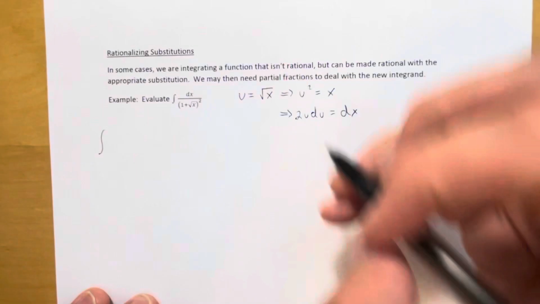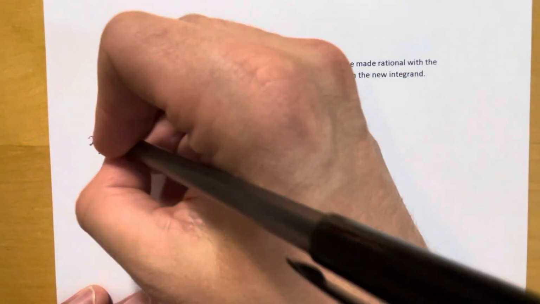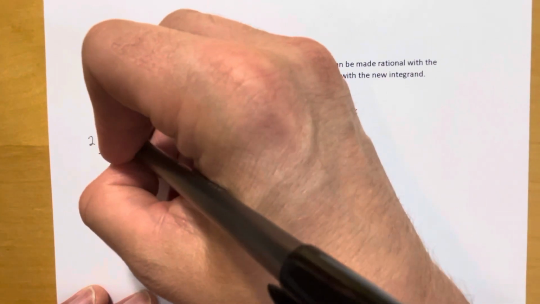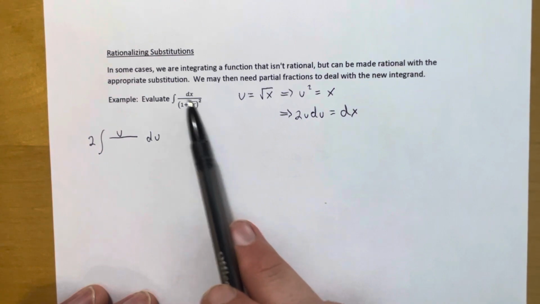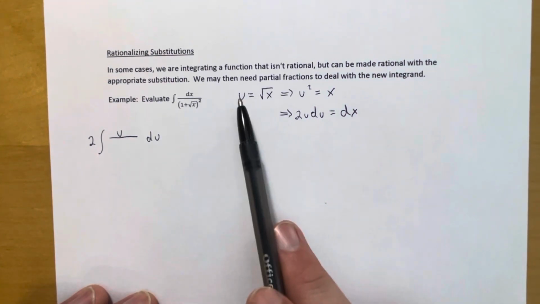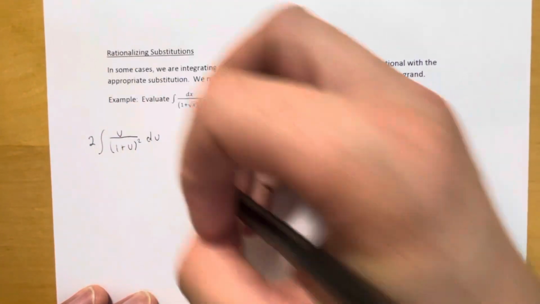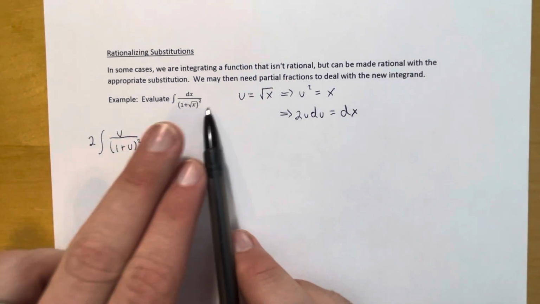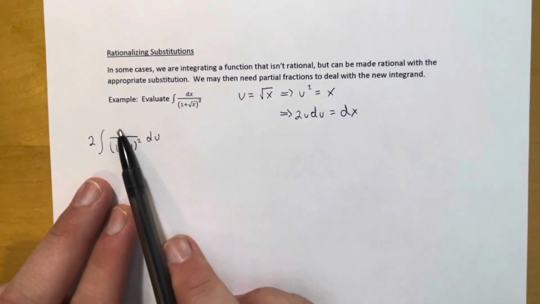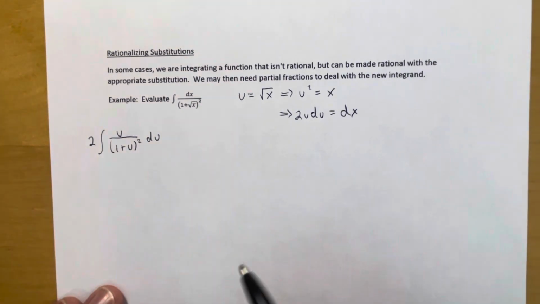Rewriting this integral right here, dx on top becomes 2u du. Let's pull the 2 out, but I'm going to have a u there, and I'll end up with a du out there. 1 plus the square root of x, all quantity squared, becomes 1 plus u quantity squared. And now, even though we started with something that wasn't a rational function, we ended with something that is. So we can evaluate this using partial fractions.